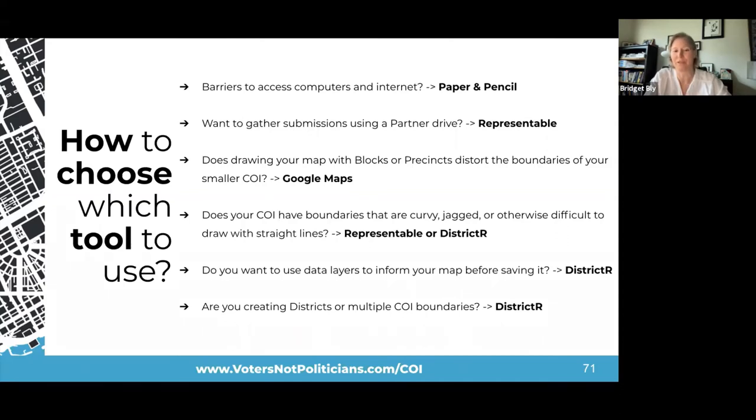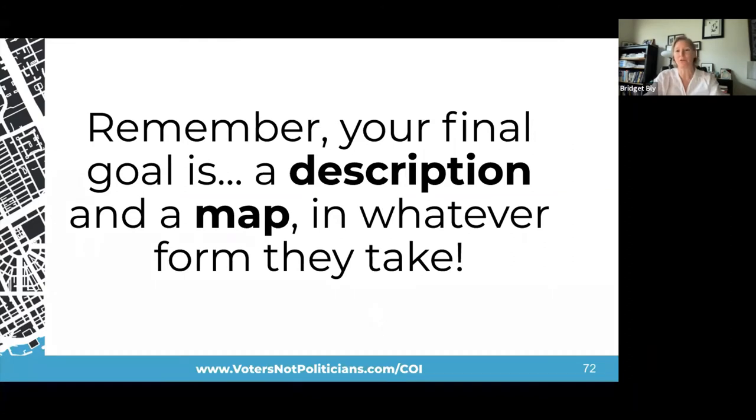If you want to use data layers either to inform your map beforehand, that would lead you to go to Districter, or just because you're curious about them later, you could use Districter or Representable. That's easy to do with both of those methodologies. And again, if you're creating multiple COI boundaries, more districts, then you'd want to use Districter. But remember, your final goal is a description of your community of interest, the what of your community of interest, and a map. In whatever form those take, that's what you'll want to get to the commission.